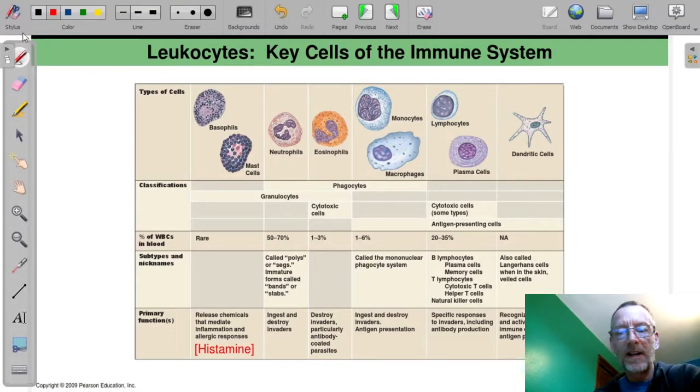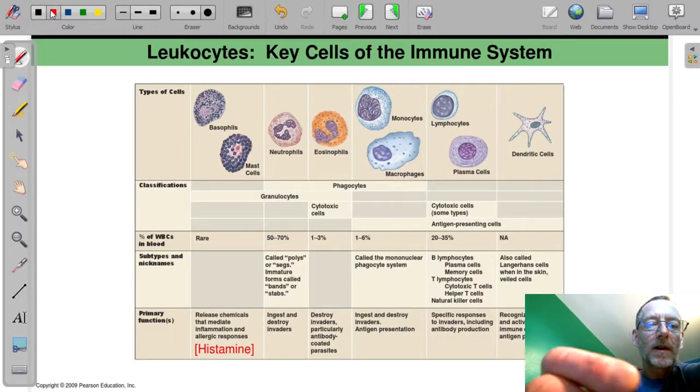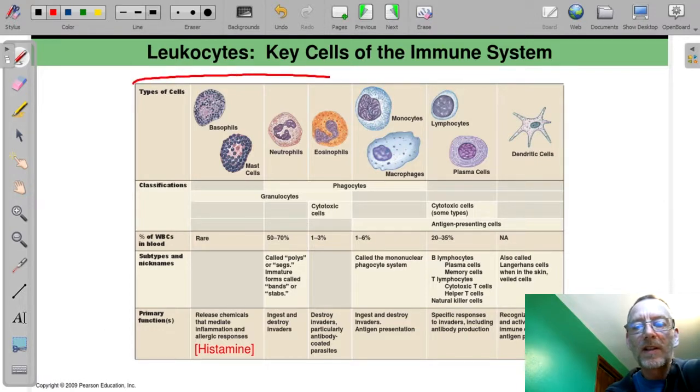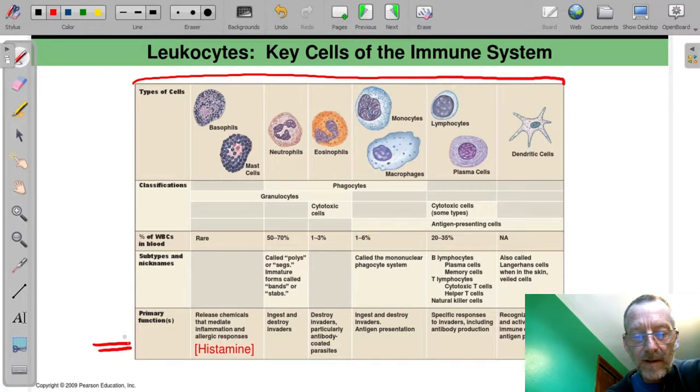So this first slide on leukocytes, it's a little busy, but don't panic. You don't need to memorize everything on this slide. What I would like you to pay attention to are the cell types. We will be looking at and discussing these, some more than others. And then for each of those cell types, pay attention to the primary functions that we'll discuss briefly as we go through those. So let's just go through them in order.